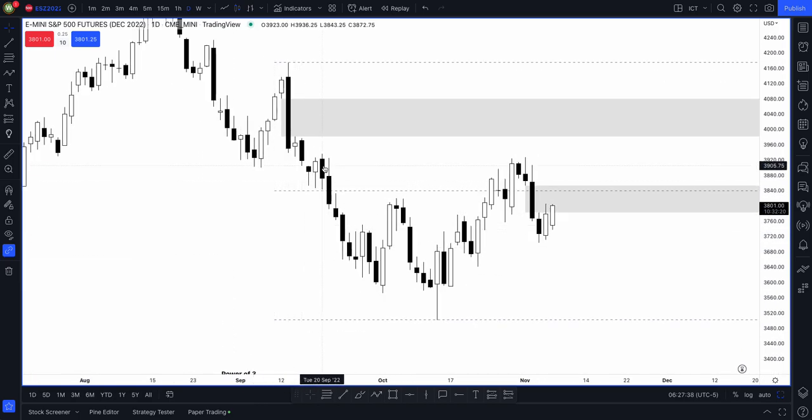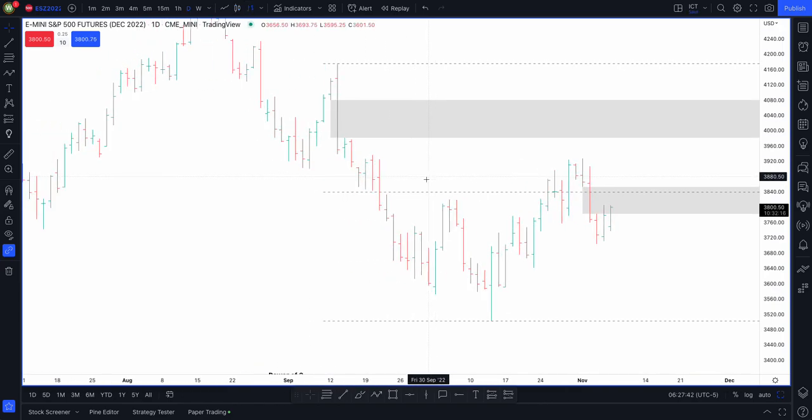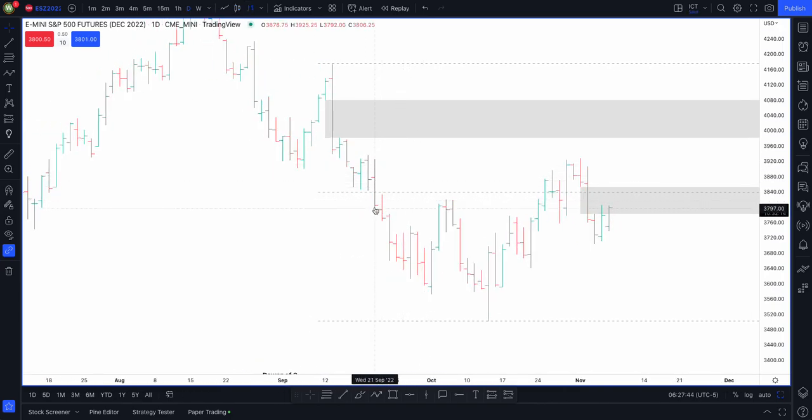Now you can see it on a daily. In fact, I will actually just change this to a different kind of chart so we can see it a bit more clearly. You can see here, price closed over here. Price opened over here. What's happened here? We've had accumulation, manipulation, price comes up, and then price has distributed its orders down here and closed over here. You can see that here.